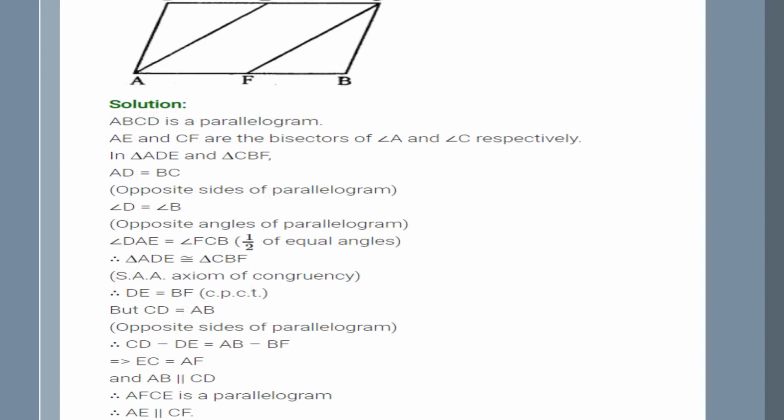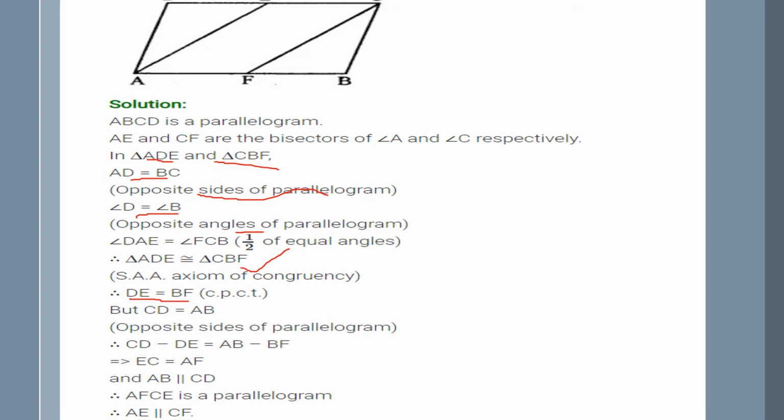For this what we will do? ABCD is a parallelogram. These are the bisectors of angle A and C. And now you have to go in triangle ADE and CBF. As you know very well that AD is equal to BC, opposite sides of parallelogram. Angle D is equal to angle B, opposite angles of parallelogram. Same like you can do, right? If like this, the triangles will become congruent. If triangles become congruent, then you can say DE equal to BF.